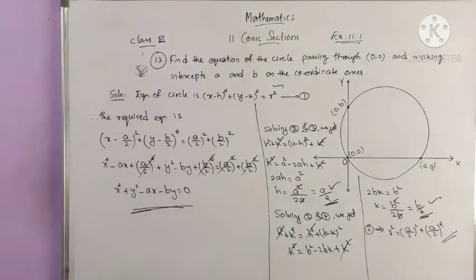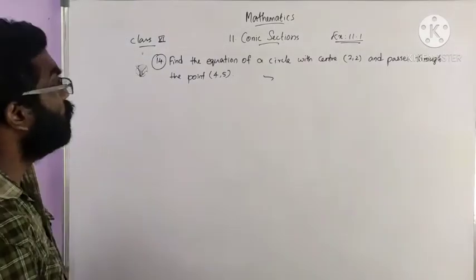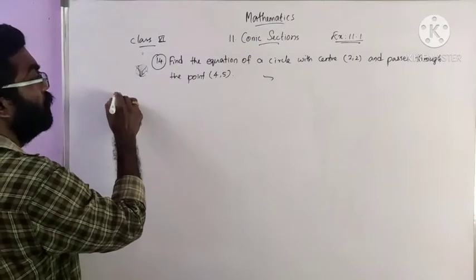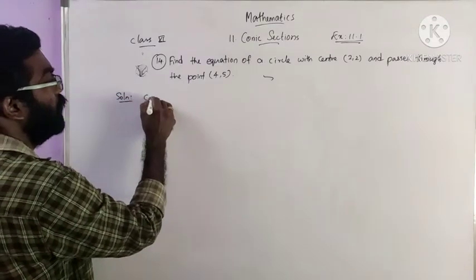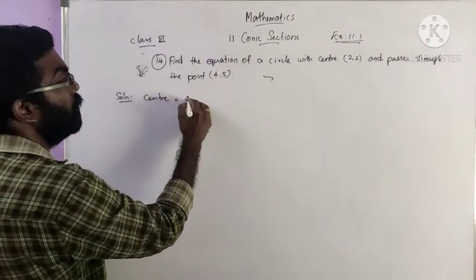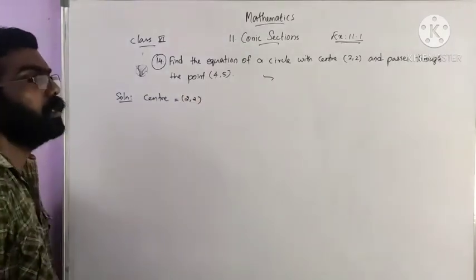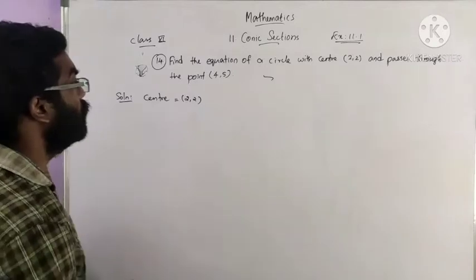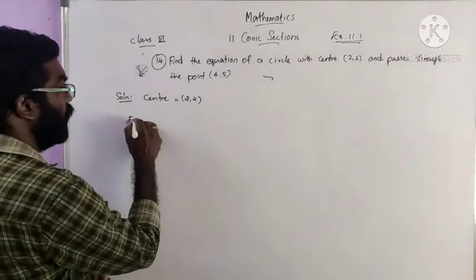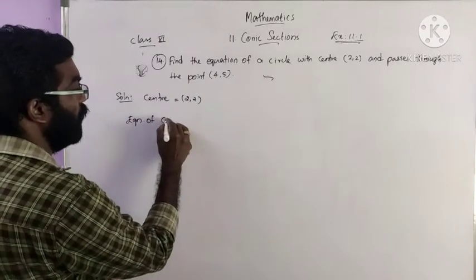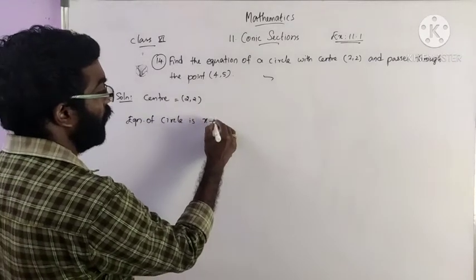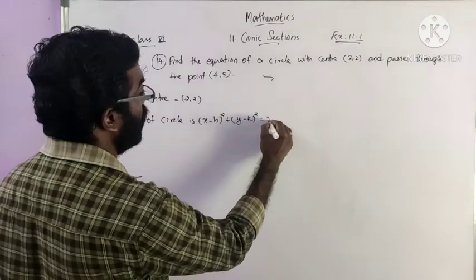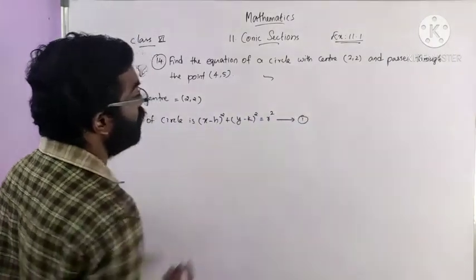Okay. Here the next one is find the equation of a circle with a center 2, 2. So here the center is 2, 2, that is h, k is 2, 2 and passes through the point 4, 5. So first we can write the standard equation. Equation of circle is x minus h the whole square plus y minus k the whole square is equal to r square. Take it as equation number 1.